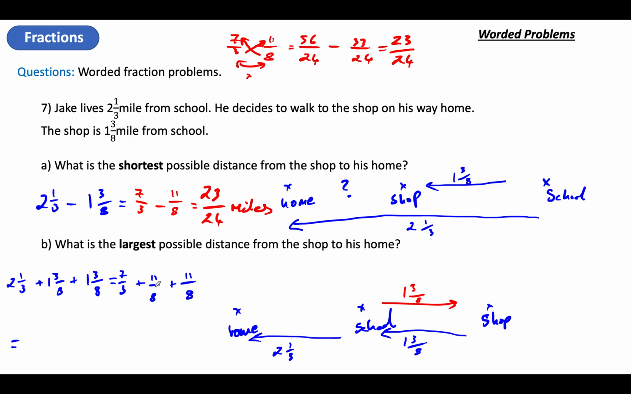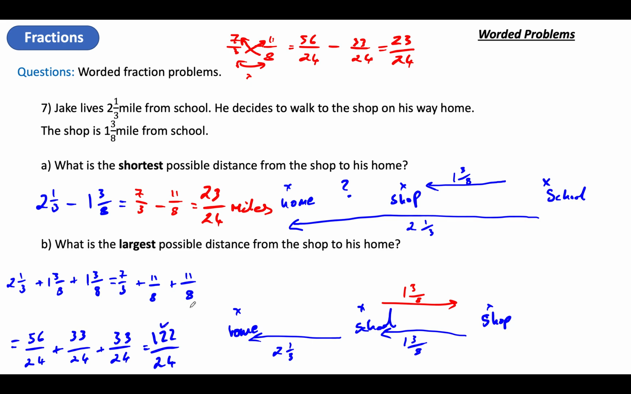Now, the hard work here has already been done for us up here, hasn't it? Because we know that 7/3 is the same as 56 over 24. And 11/8 we found was the same as 33 over 24. And we've got two of those, and it's all three of those added together. So we've got to do 56 plus 33 plus another 33 is 122. Tricky question, this. Out of 24.